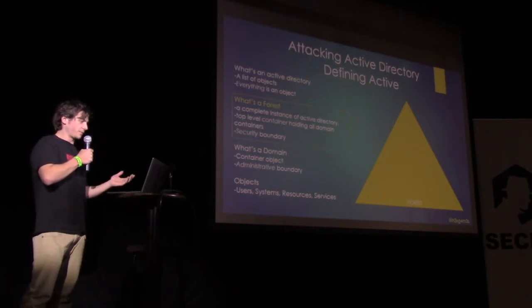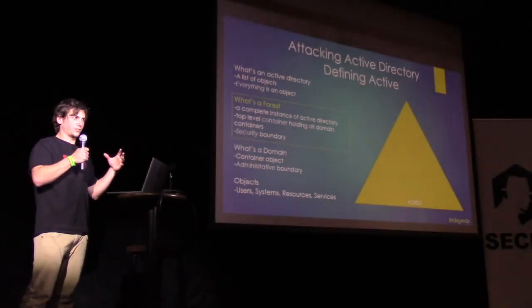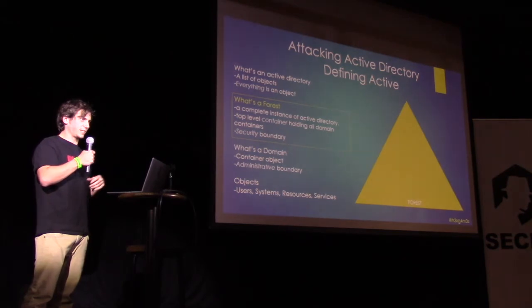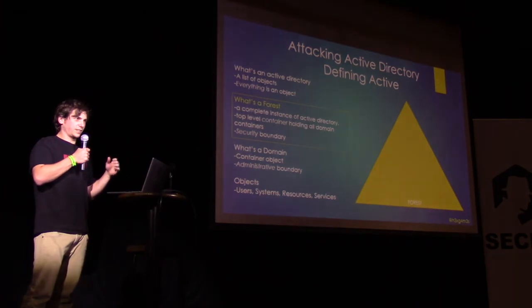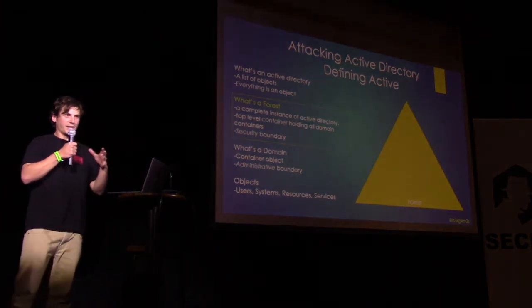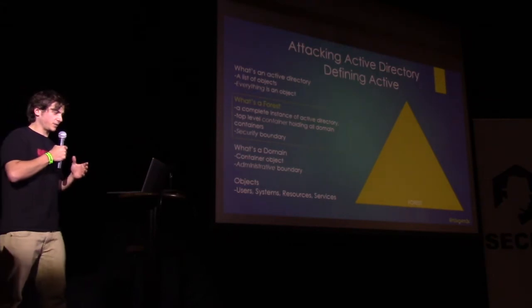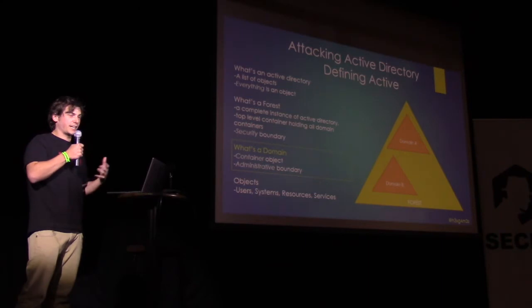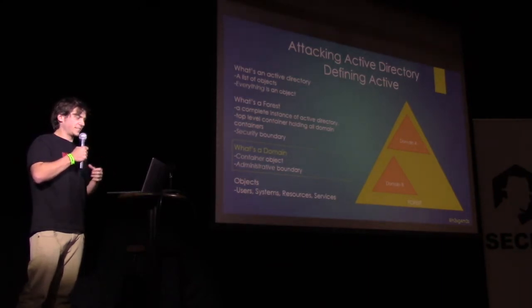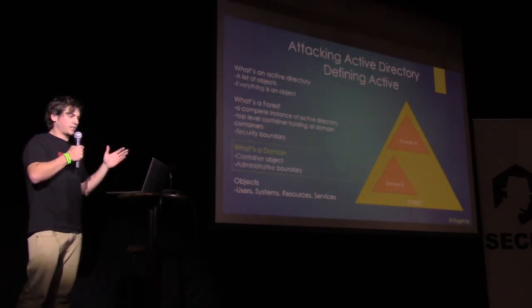So what's a forest? A forest is the complete instance of Active Directory. It's a top-level container. A container is also an object in Active Directory that contains other objects. And this is your security boundary. I think a lot of times it gets confused whether your domains are security boundaries, but they're not really. Your forest is your security boundary. So what's a domain? A domain is another type of container object. This is the administrative boundary, so you can apply things administratively to your whole domain at once or to individual objects.